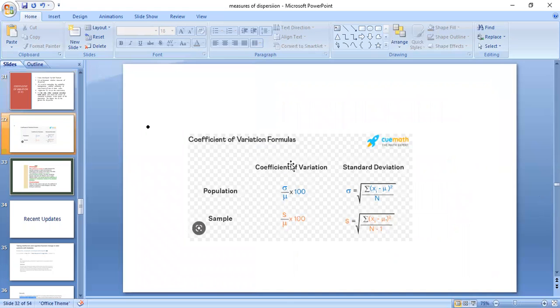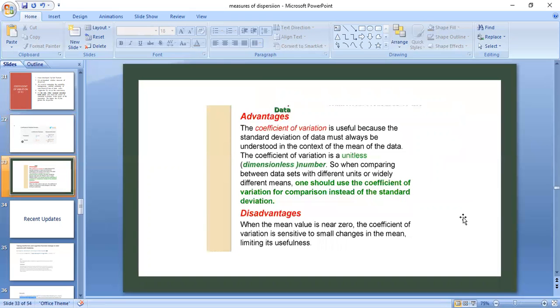Now here is the formula of the coefficient of variation. For the population coefficient of variation, its formula will be sigma over mu multiplied by 100, where sigma is the population standard deviation and mu is the population mean. And for the sample coefficient of variation, its formula is standard deviation over x-bar, which indicates the sample mean, multiplied by 100.